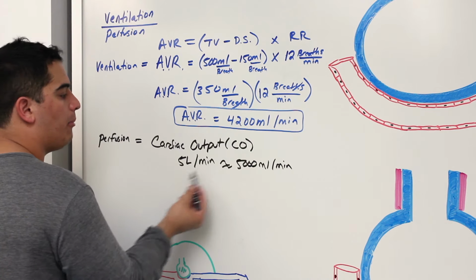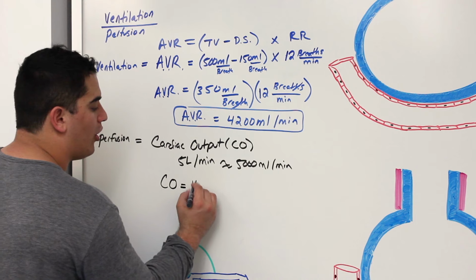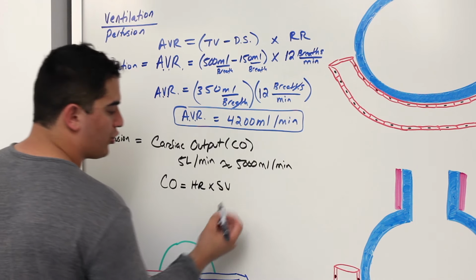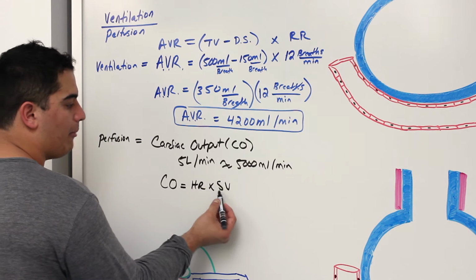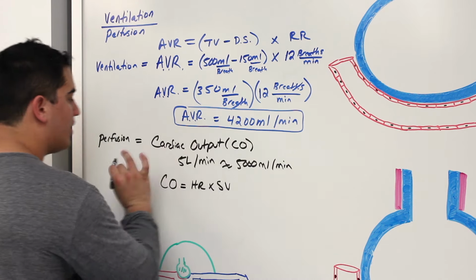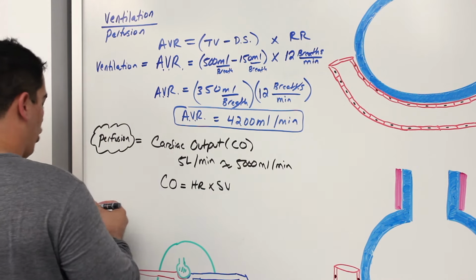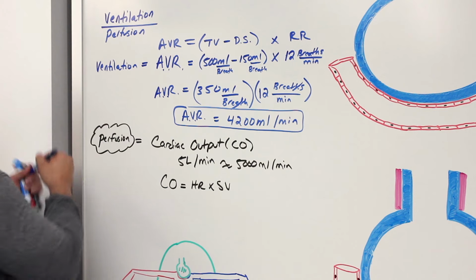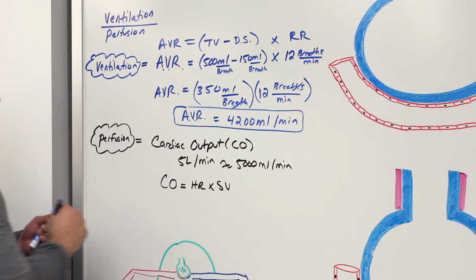Now, what is cardiac output dependent upon? You guys already know that cardiac output is dependent upon your heart rate and your stroke volume. Any fluctuations in your heart rate can affect your actual cardiac output. Any fluctuations in the stroke volume can affect cardiac output. That is the definition of our perfusion. So now we have the understanding of perfusion. We also have the understanding of ventilation. Now, let's take these two and combine them.